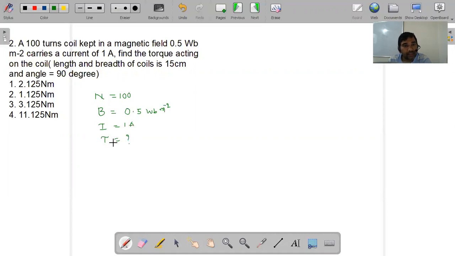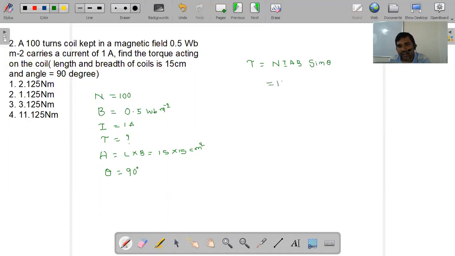Okay, and length and breadth of the coil is 15 centimeter. Both are 15 centimeter only. So therefore area is equal to length into breadth, which is 15 into 15 centimeter square. So we can write like that. Then angle theta is equal to 90 degree. Okay. Then we have to find torque tau. Torque tau is equal to the same formula, N I A B sin theta.